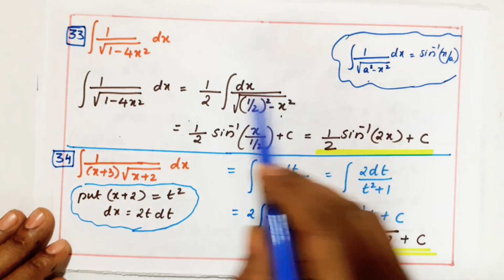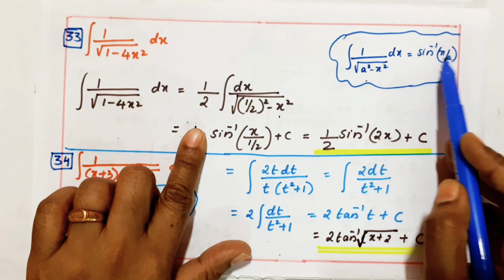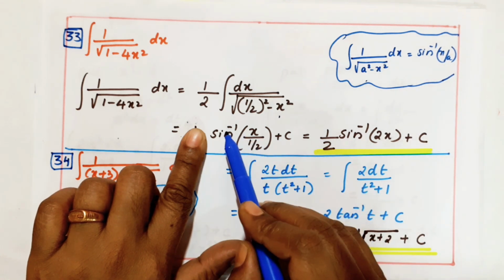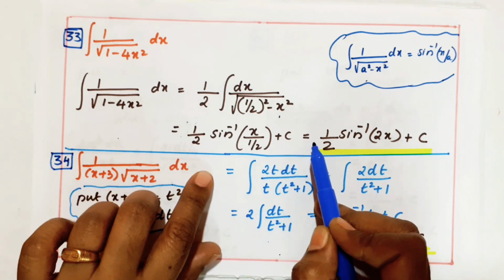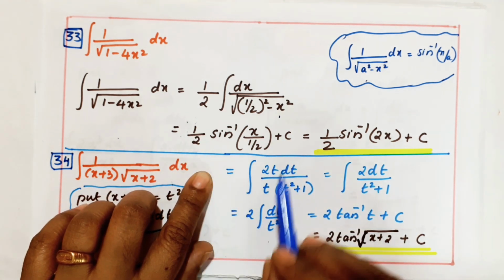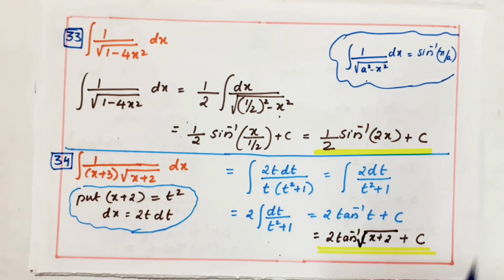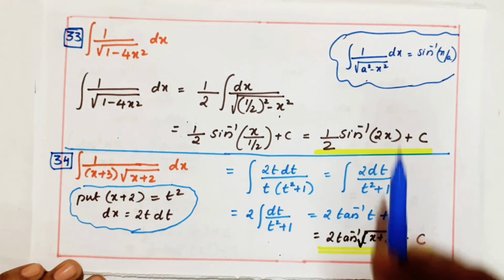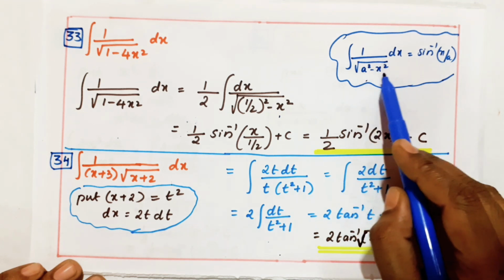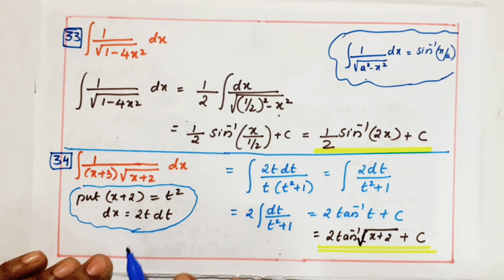According to this case, we know 1 by 2 is constant. This we can write according to this formula as sine inverse x by a. So sine inverse x by, what's the value of a here? 1 by 2, plus c. So this 2 will go up. So 1 by 2 sine inverse 2x plus c. Very simple. You should get a basic understanding. Last class I gave you this basic equation: integral of 1 by root over a square minus x square dx is sine inverse x by a. Look at the next question.